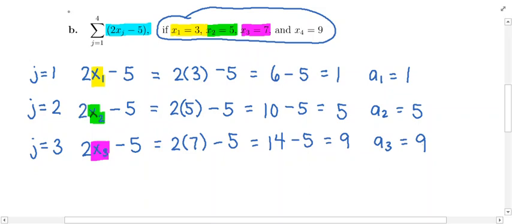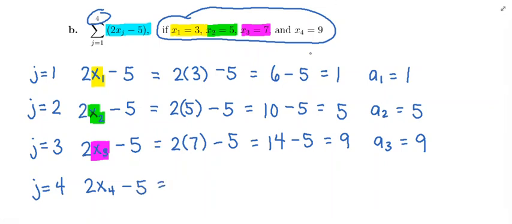Okay, we've got to go one more time because we stop when j equals 4. So we're going to have j equals 4. Pop it in. Go to your blue expression. Replace j with 4. So we're going to get 2 times x4. 4 is the subscript here. Minus 5.